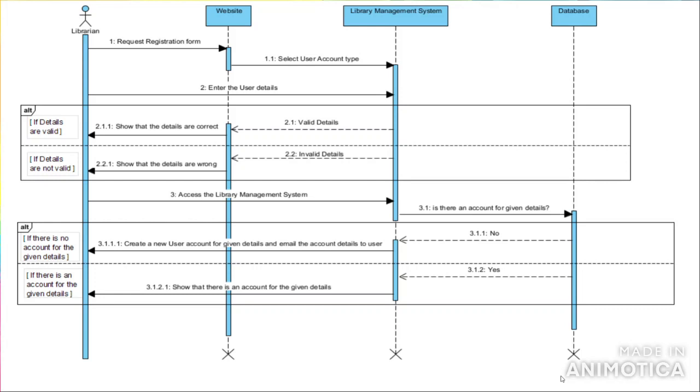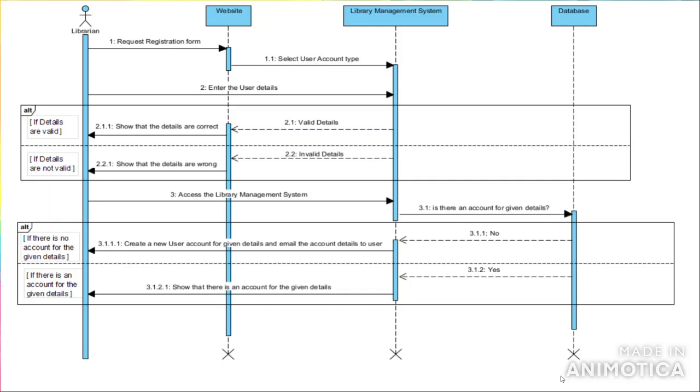First, the librarian requests the registration form from the website. Then, the website directs it to the library management system. There we select the user account type. Then the librarian can directly enter the user details to the library management system. If the details are valid, the website shows the librarian that the details are correct. If the details are invalid, it shows a warning that the details are wrong.